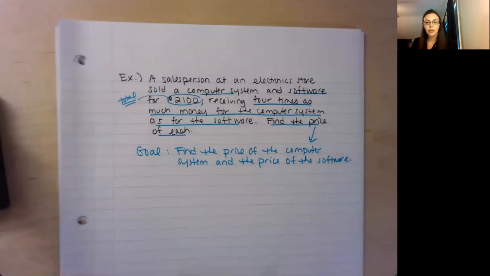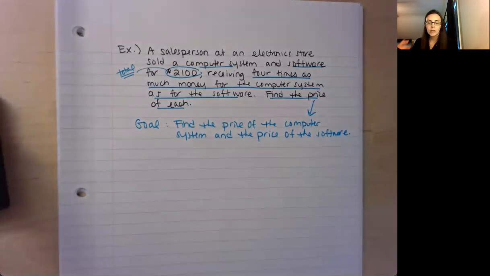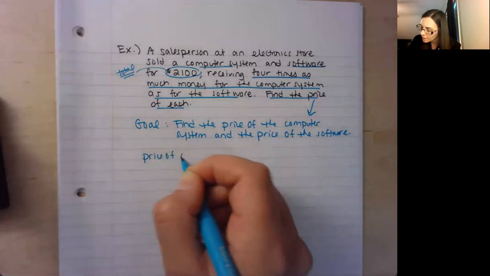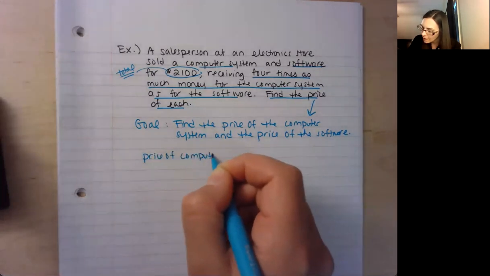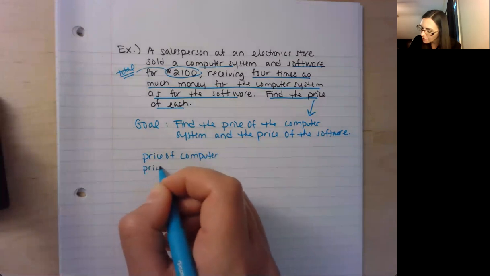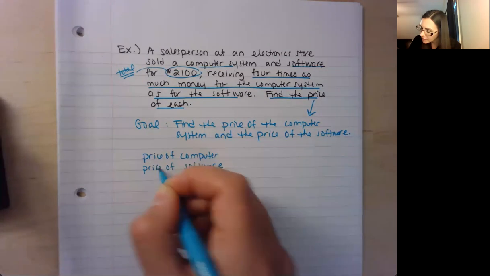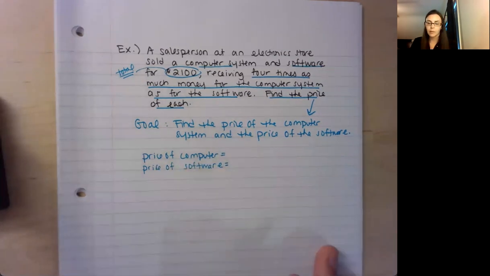So this one's a little trickier. I have 2 unknowns here, the computer system cost and the software cost, but I can't use 2 variables. So I'm gonna have to think about this. So let me just set this up. So I have price of computer is 1 unknown, and then price of software is the other unknown. So I have to figure out a way to set these up, but using only 1 variable.